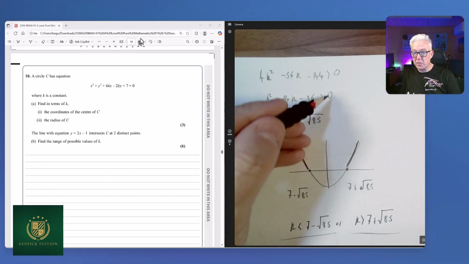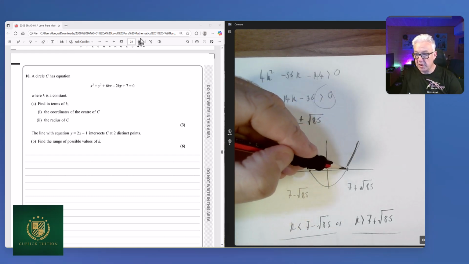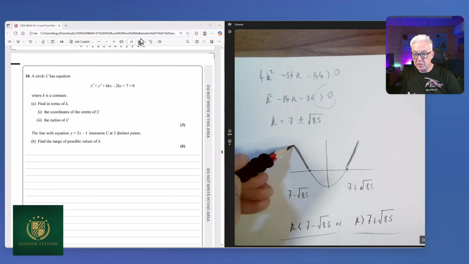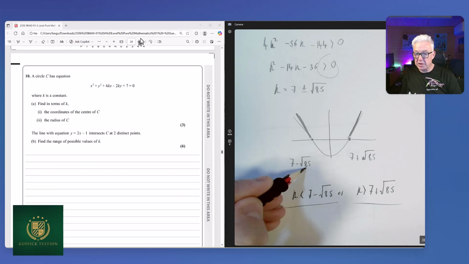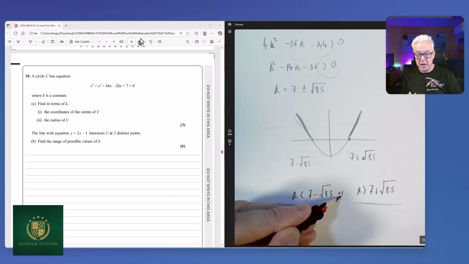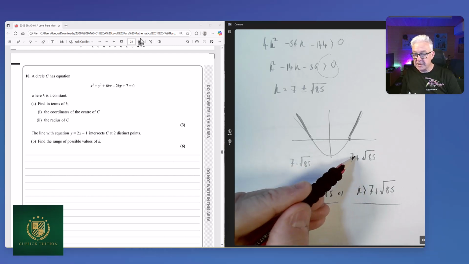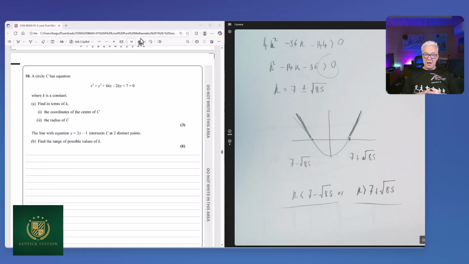We're looking for the region where it's greater than 0, so that's this region here and this region here. Therefore either k is less than 7 minus root 85, or k is greater than 7 add root 85. And that's our answer. It was a lot of working, but quite a fair question of its type.